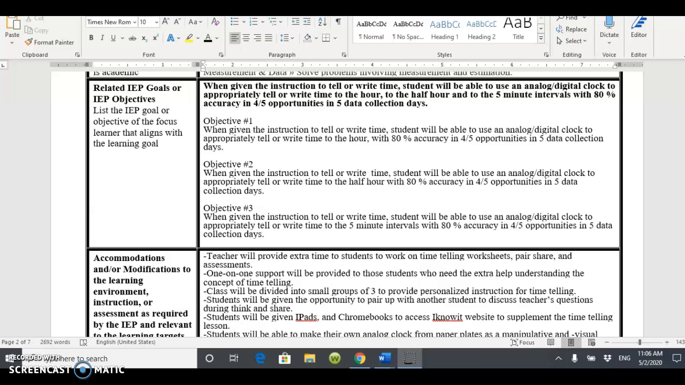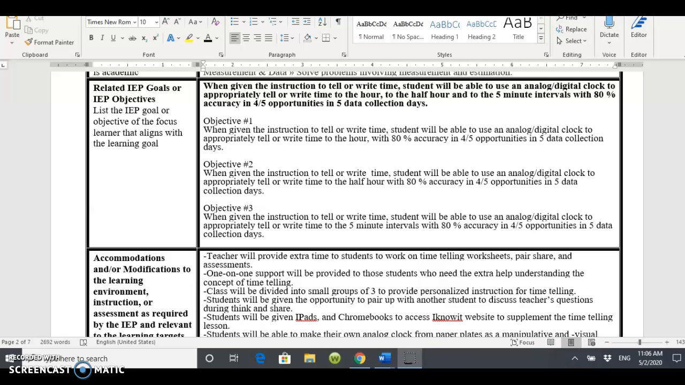Objective 1. When given the instruction to tell or write time, students will be able to use an analog or digital clock to appropriately tell or write time to the hour, with 80% accuracy in 4 out of 5 opportunities in 5 data collection days. Objective 2. When given the instruction to tell or write time, student will be able to use an analog or digital clock to appropriately tell or write time to the half hour with 80% accuracy in 4 out of 5 opportunities in 5 data collection days.